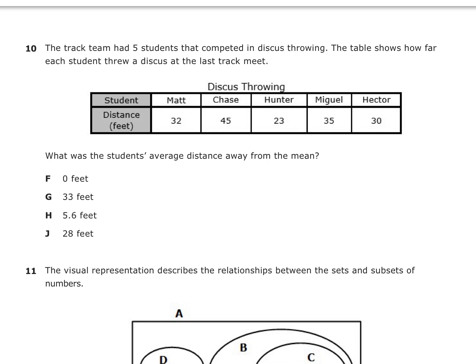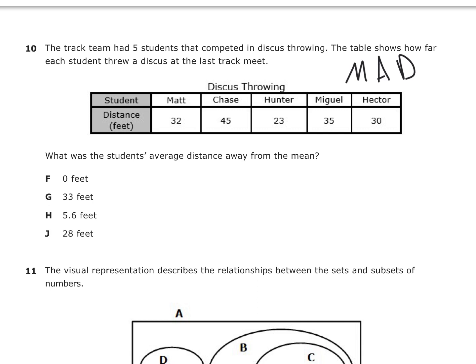The track team had 5 students that competed in discus throwing. The table shows how far each of them threw. What was the students' average distance away from the mean? So what is this thing that we're looking for? We're looking for the mean absolute deviation. First thing we have to do is add them up and divide.